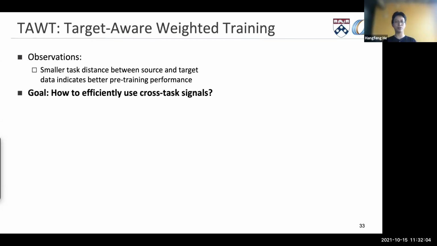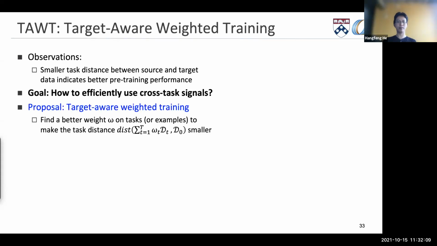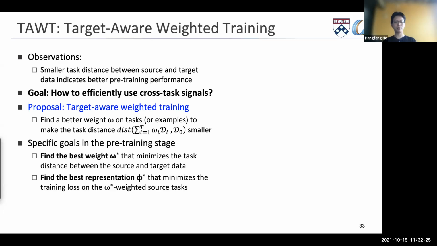Recall that our goal is to provide efficient algorithms to use task signals. Here we propose TAWT, target-aware weighted training. We try to find a better weight W on tasks or examples to make the task distance smaller, because smaller task distance means better performance. The specific goals in the pre-training stage will become twofold. First, find the best weight that minimizes the task distance, and then find the best representation that minimizes the training loss.